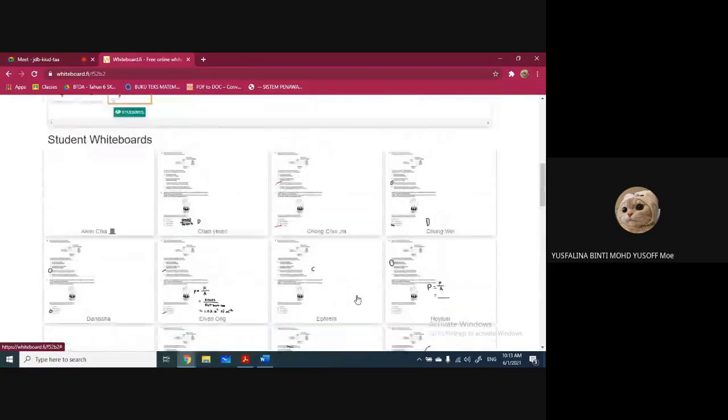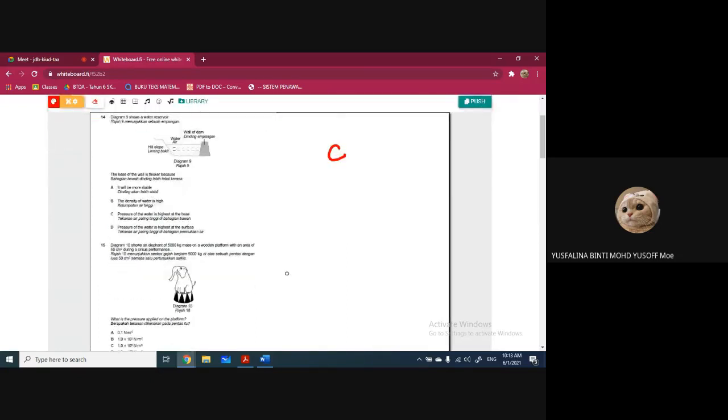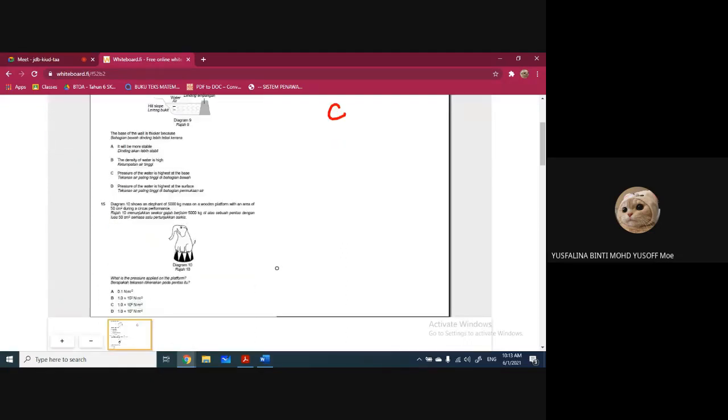Okay, so let's see question number 14, right? Diagram 9 shows a water reservoir. The base of the wall is thicker because the pressure of water is higher at the base. So 14, the answer is C. Correct.